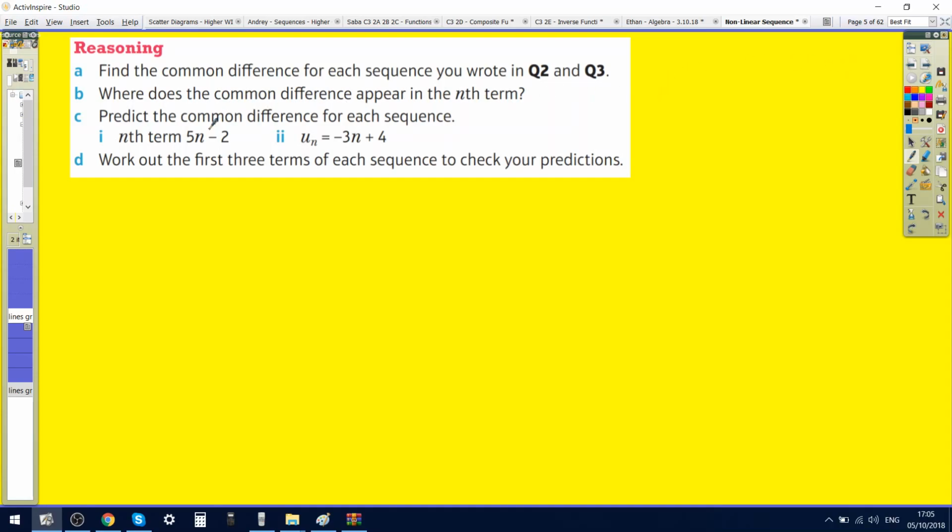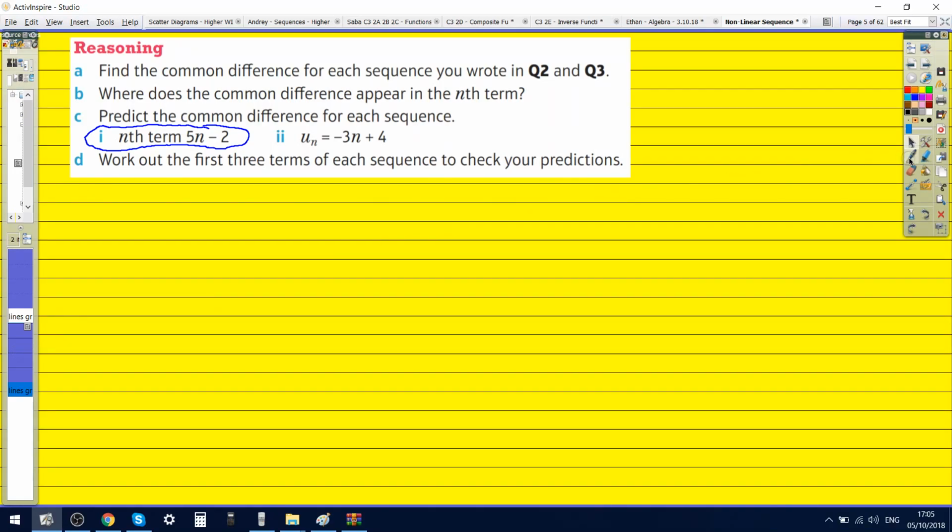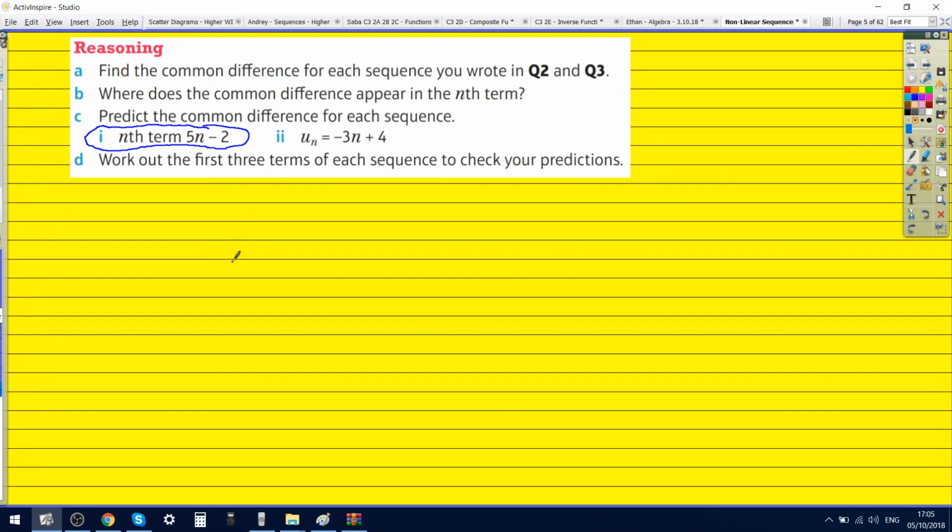Any idea what the common difference will be for this first one? I don't know what a common difference is. Like what they're going up in. You might not, so try. What are the first 3 terms for that one? 5n minus 2. 3, 8, 13. What are they going up in each time? 5. And so that's because it's like the 5 times table.